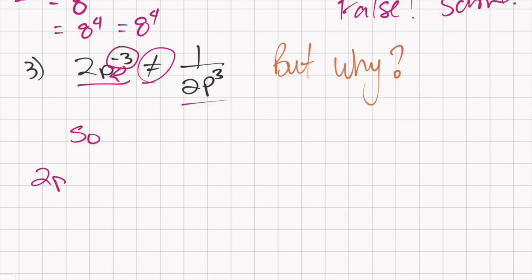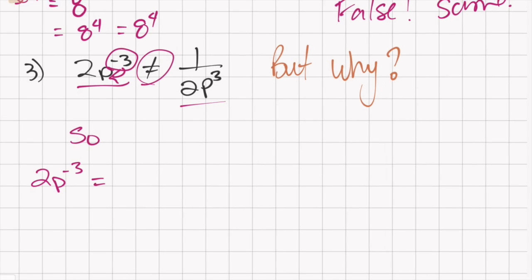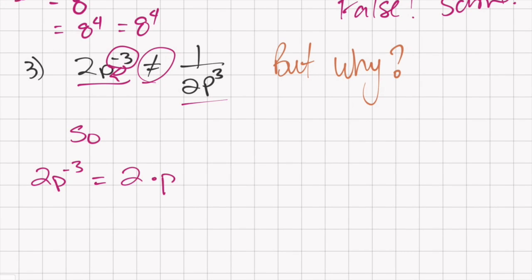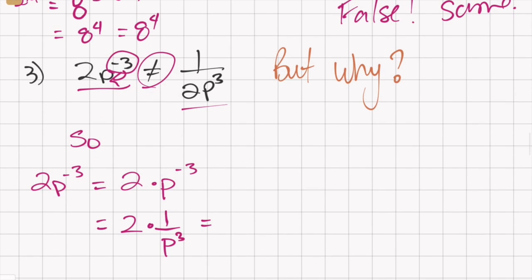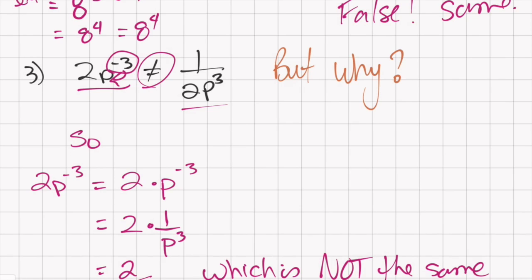So in actuality, what we have is 2p to the negative 3 equals 2 times p to the exponent negative 3. So when we rewrite this, it actually looks like 2 times 1 over p to the exponent 3, which we can rewrite as 2 divided by p to the exponent 3. And that's not the same thing as what it has there on the right-hand side. On the right-hand side, it says 1 over 2p to the exponent 3. And this just is not the same.